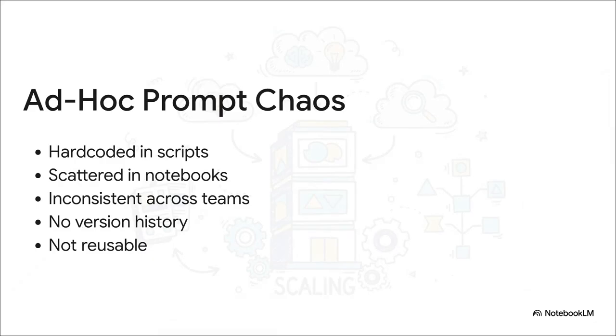And this slide right here, this is the chaos that I'm talking about. It happens so fast. Your prompts are hard-coded into scripts, they're scattered all over different notebooks, and before you know it, no one knows which version is the right one. You can't reuse anything, you can't track changes, and forget about collaborating. This is exactly where so many promising LLM projects just fall apart.